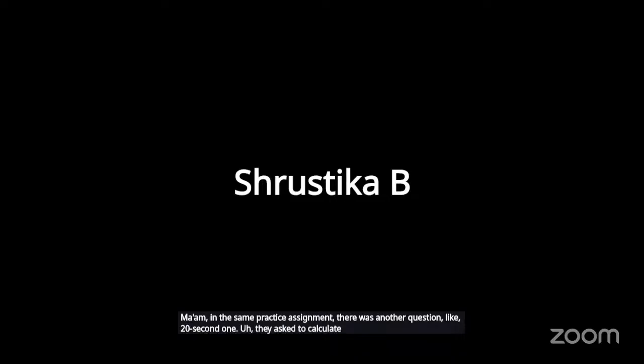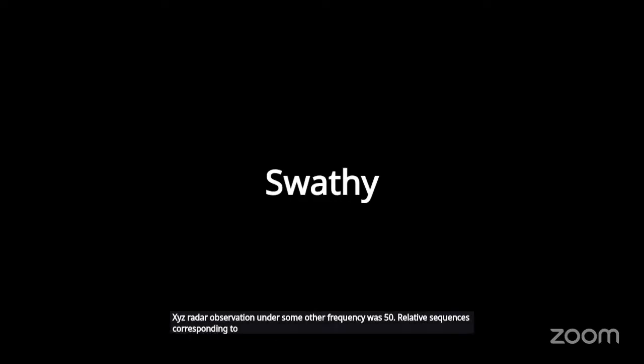Ma'am, in the same practice assignment, there was another question, the 22nd one. They asked to calculate cumulative frequency. How to calculate cumulative frequency? Cumulative means you have to add all of the frequencies. But they gave the same value for two different categories, and I didn't get how it is the same. The question: X, Y, Z are observations and the sum of the frequencies is 50. Relative frequencies corresponding to X and Z are 30% and 40%.